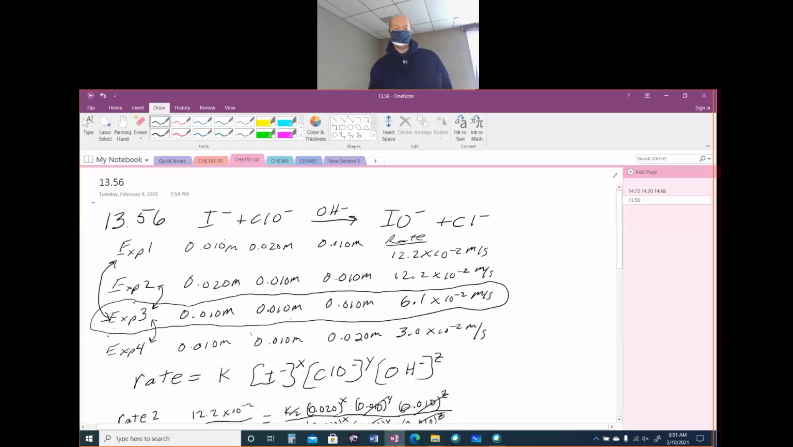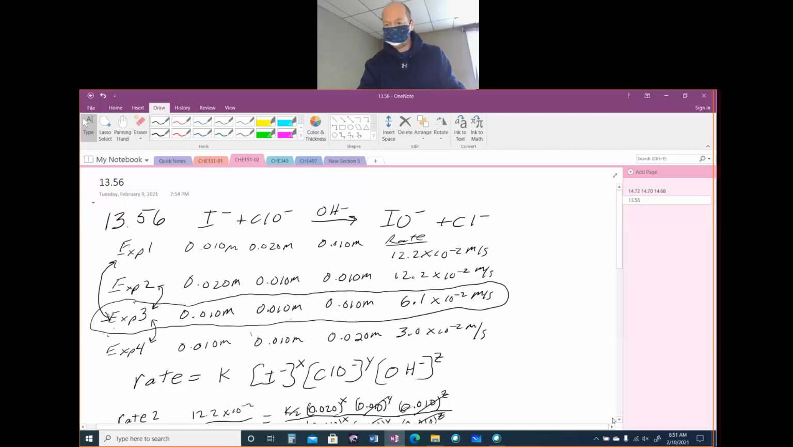When I look at experiment 2 and 3, in experiment 2 you had 0.02 molar. These were the same. These were the same. One thing changes. That's what you're looking for. It doesn't matter what ratio you put. You can put experiment 2 over 3, or you can put 3 over 2. I would rather deal with the number 2 than the number 1/2. So I'm going to put experiment 2 over experiment 3.